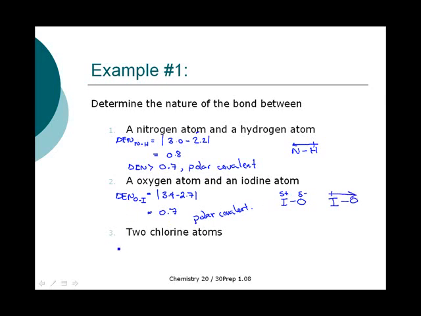Between two chlorine atoms. Notice that we're just talking about specific bonds. We are not talking about molecules yet. Both are chlorine, both are 3.2. So this is going to be nonpolar covalent. And we can't represent any bond dipoles. The best you could do is say the bond looks something like that. There's no dipole, so there's no markings above the atoms.